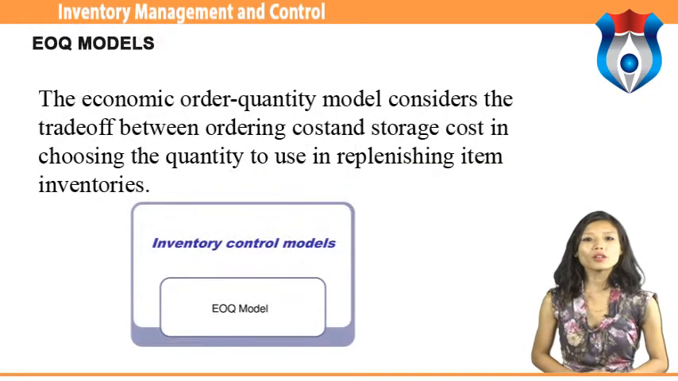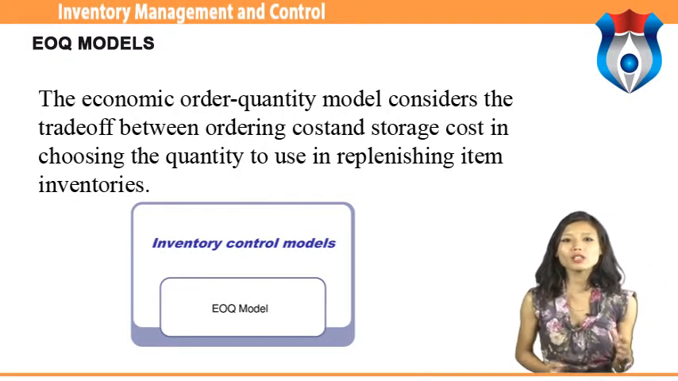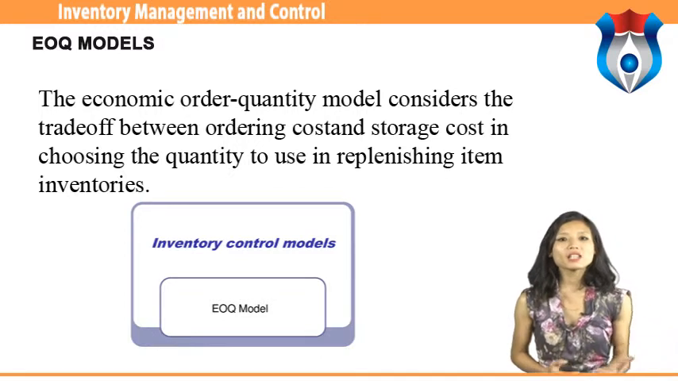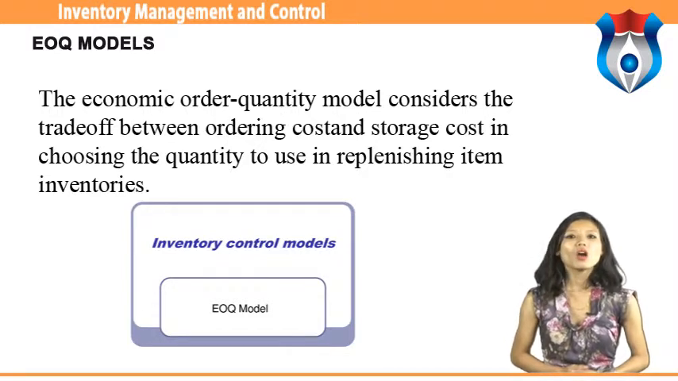The economic order quantity model considers the trade-off between ordering costs and storage costs in choosing the quantity to use in replenishing items' inventories. A larger order quantity reduces ordering frequency and hence ordering cost or amount, but requires holding a larger average inventory, which increases storage holding costs a month.